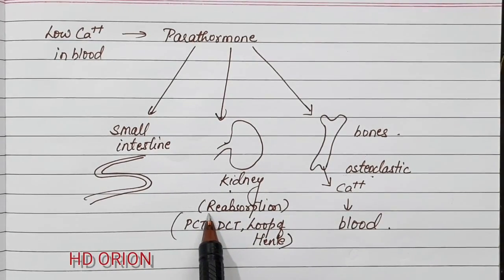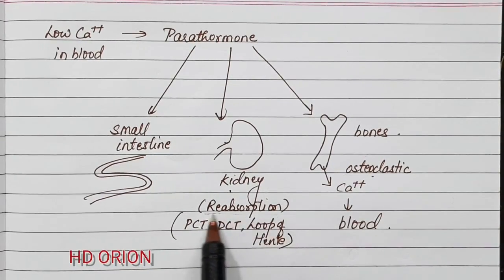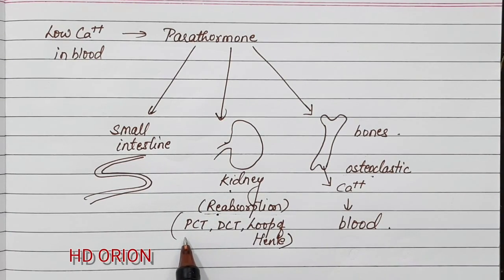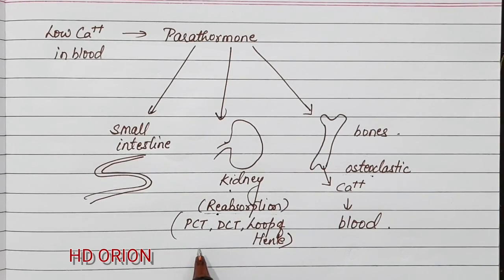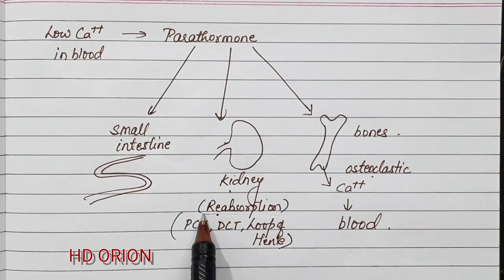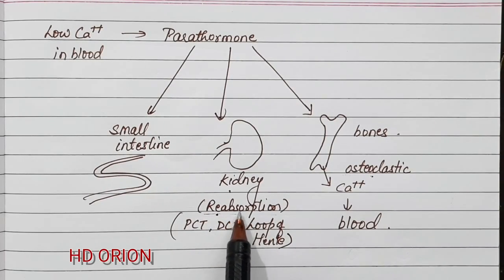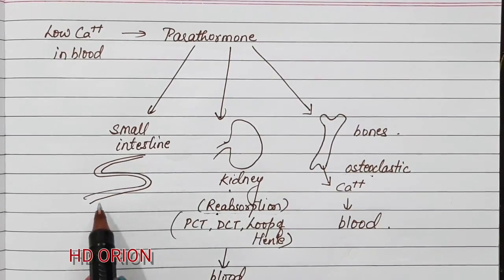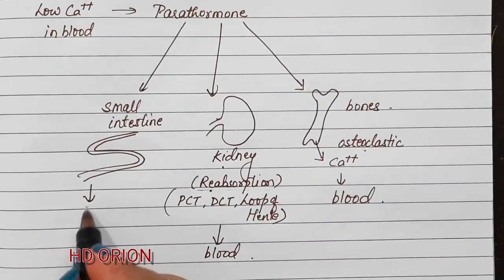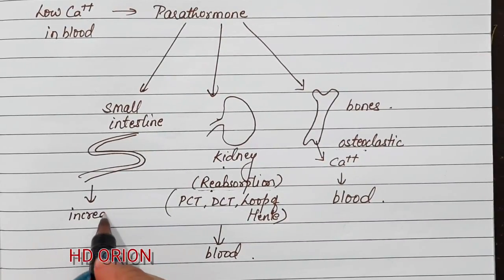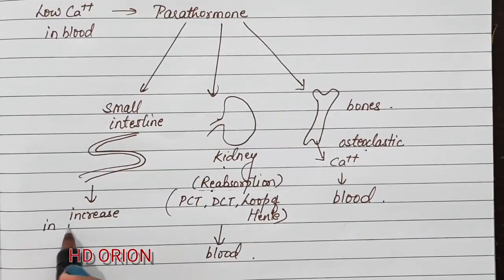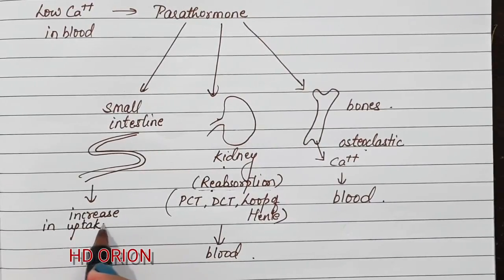So during the urine formation, there is a particular step called reabsorption of all the useful materials. When the nephric filtrate, which is moving in the nephron, is carrying certain calcium ions, the kidney will help in reabsorption of the calcium, and then it will save it and pour it into the bloodstream. And from the small intestine, the increase in uptake of calcium ions takes place.